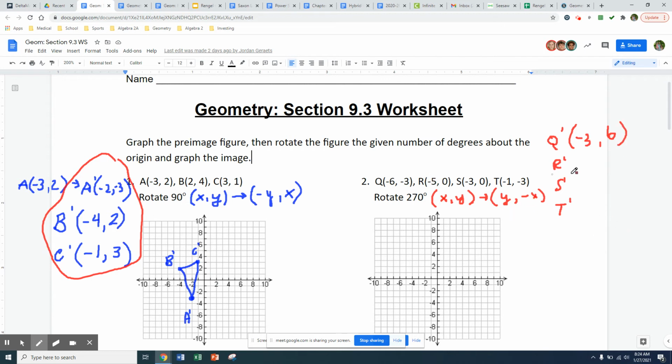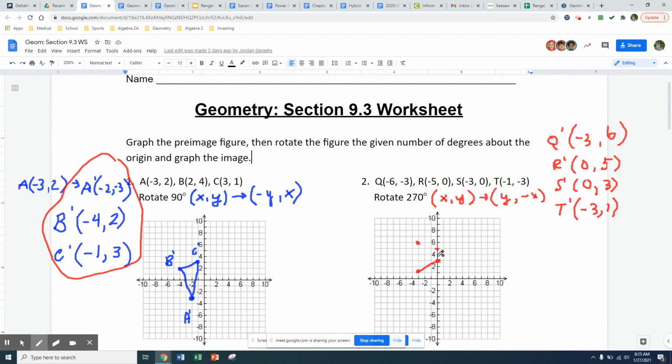Next, we have R, which is -5, 0. Well, 0 becomes the x coordinate, and then the opposite of x is 5, so that becomes the y coordinate. Next, we have -3, 0. Again, 0 would be the x coordinate, and the opposite of -3, which is 3, would be the y coordinate. And lastly, we have -1, -3. Here again, your y coordinate becomes the x coordinate, and your y coordinate is the x coordinate's opposite. So there would be our four points. Once we get our four points, we can graph those out: -3, 6; 0, 5; 0, 3; and -3, 1.